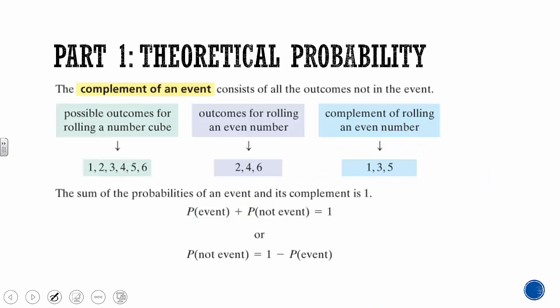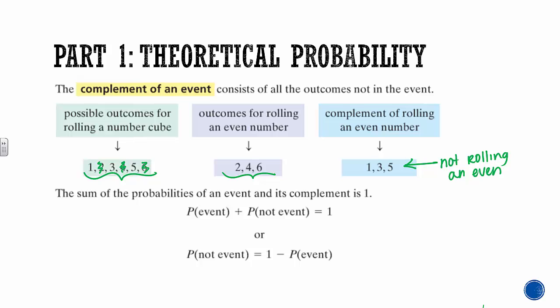The complement of an event consists of all the outcomes that are not in an event. So let's say we go back to our number cube. The possible outcomes are this 1 through 6. The outcomes of rolling an even number are 2, 4, and 6. And the complement of rolling an even number are the ones that don't fit in. So we used up 2, we used up 4, we used up 6. So this right here is the complement. So this is not rolling an even.